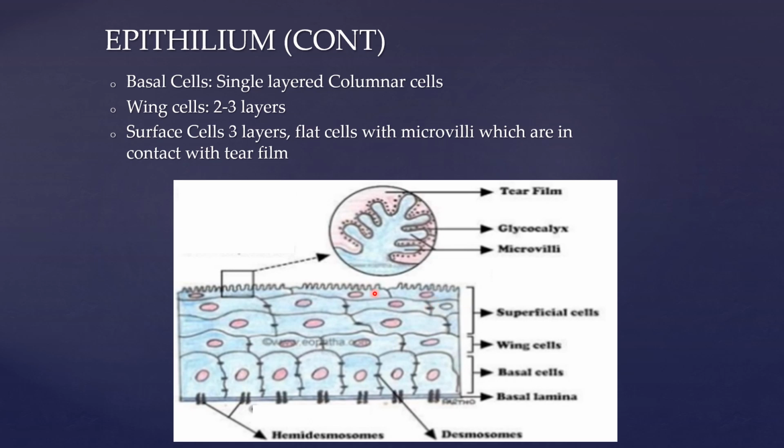The most superficial cell layer of epithelium is covered with microvilli. These microvilli help to increase the surface area of corneal epithelium. And these microvilli are covered with glycoproteins and glycolipids, and it is collectively called glycocalyx. These microvilli are in close contact with the precorneal tear film. Here is the precorneal tear film. So they help to stabilize the tear film and keep it adherent to the surface of the cornea and help to provide the smooth corneal surface.